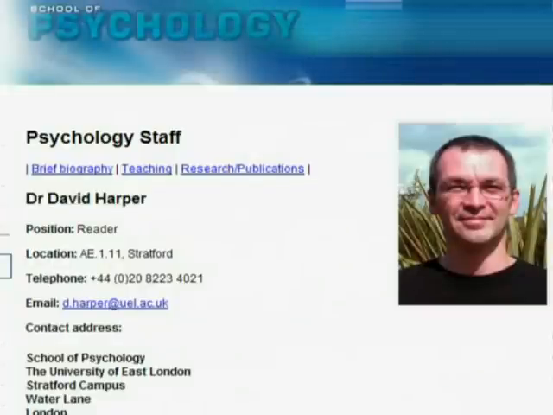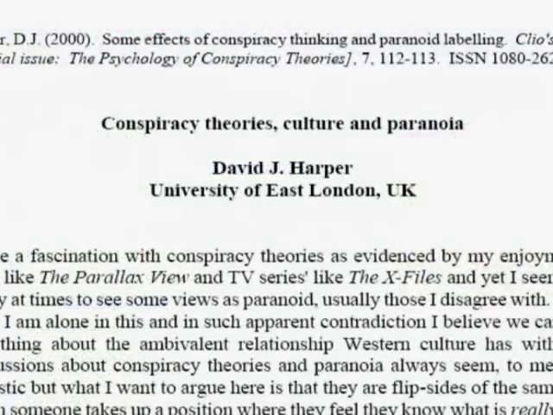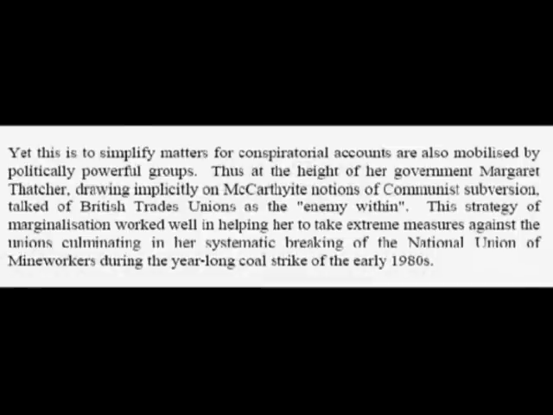Dr. David J. Harper of the University of East London, in his article Some Effects of Conspiracy Thinking and Paranoid Labelling, offers many examples of what I'll refer to as top-down conspiracy theories. That is, conspiracy theories used by governments or other powerful institutions in relation to less powerful institutions or even members of the public. Here is one of Harper's examples. At the height of her government, Margaret Thatcher, drawing implicitly on McCarthyite notions of communist subversion, talked of British trades unions as the enemy within. This strategy of marginalisation worked well in helping her to take extreme measures against the unions, culminating in her systemic breaking of the National Union of Mine Workers during the year-long coal strike of the early 1980s.